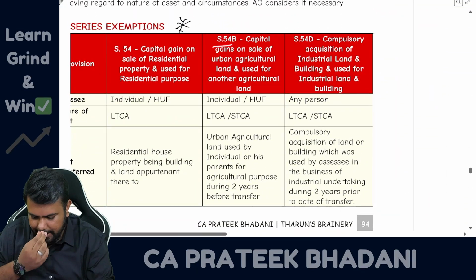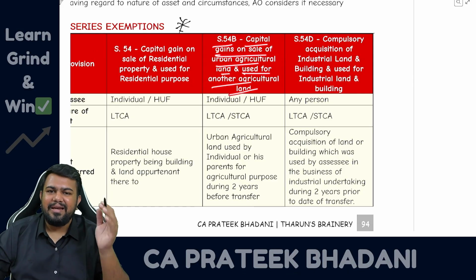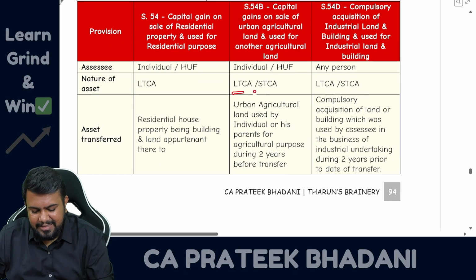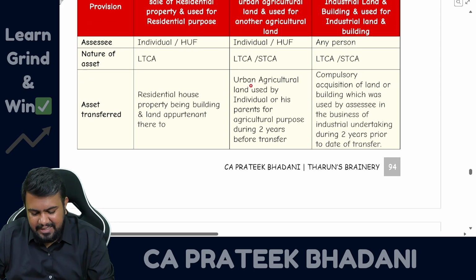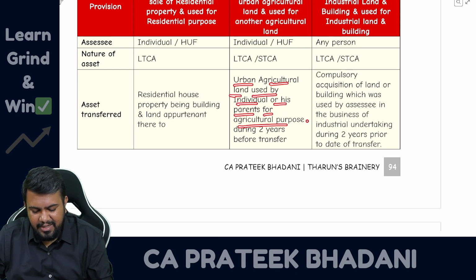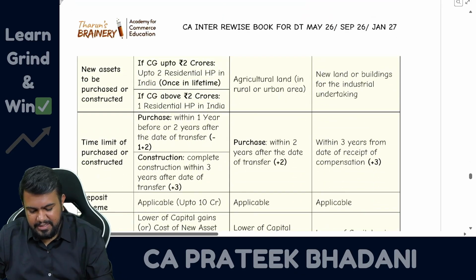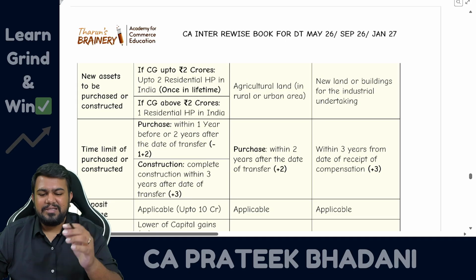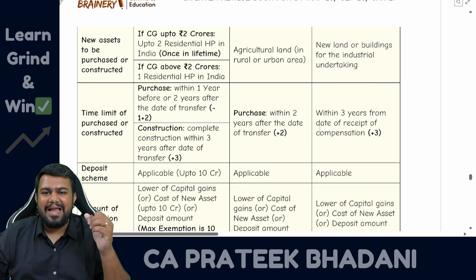Section 54B talks about capital gain on sale of urban agricultural land and used for another agricultural land. It is applicable for individual or HUF. Then the asset can be short term also, it can be long term also. What is the asset transferred? Asset transferred is urban agricultural land used by an individual or his parents for agriculture purpose at least for 2 years before the date of transfer. In such case, whenever agricultural land is transferred, then they can purchase a new agricultural land. Here there is no scope of construction because agricultural land is being purchased.